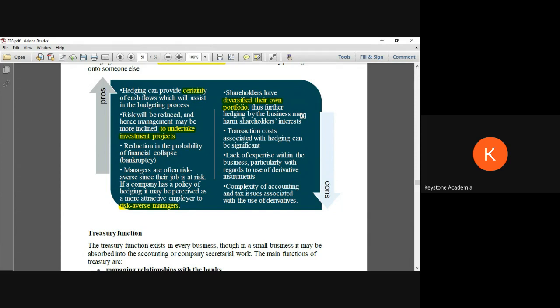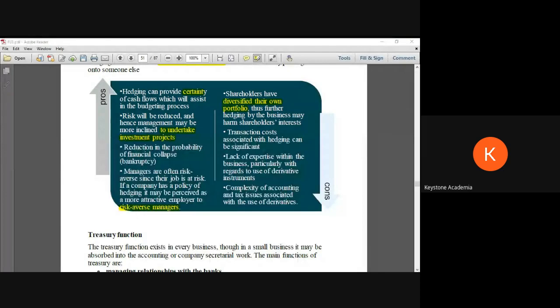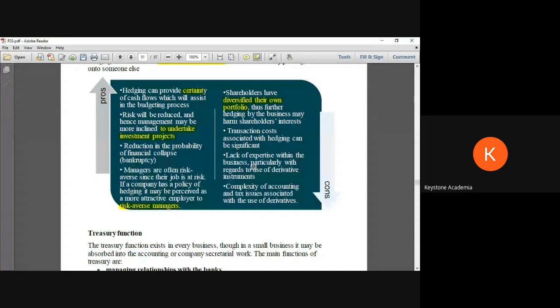Right? All right. Then transaction cost associated with hedging can be significant. Transaction cost is usually high, especially in the current situation. It cannot be very much suitable for us.